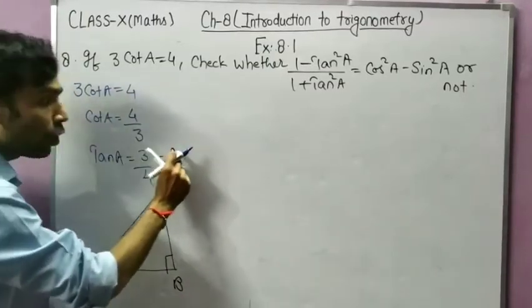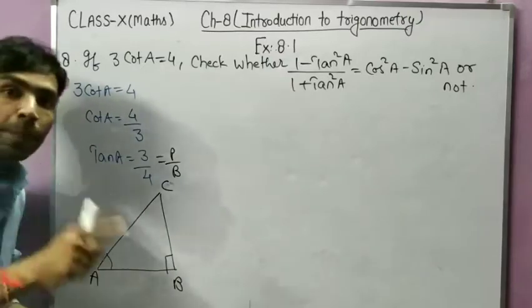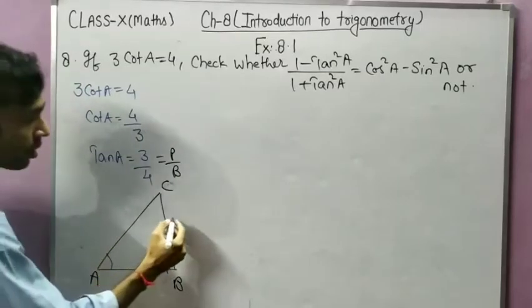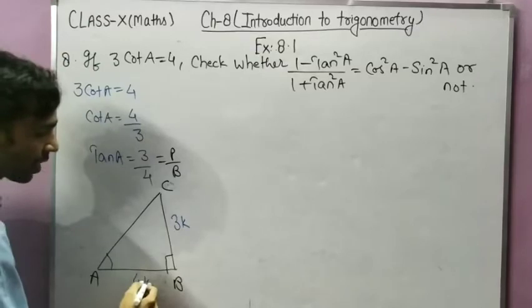Now the ratio of perpendicular and base is given, okay? The ratio of perpendicular and base is given, okay? So it means that, student, this will be, suppose, 3K, and this will be 4K.